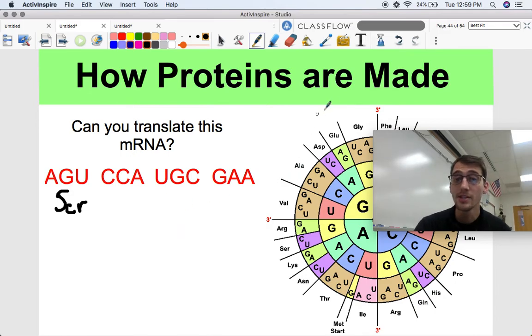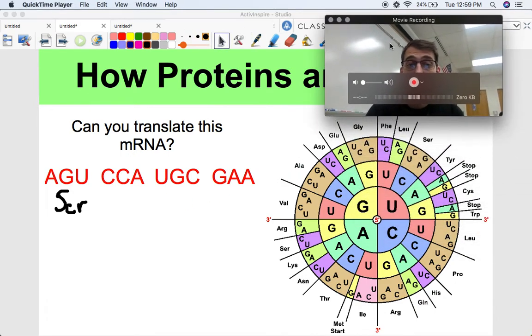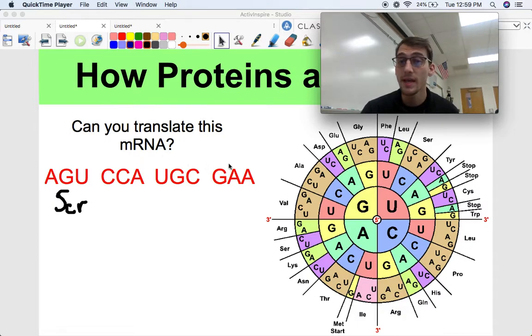All right, so use that chart here. See if you can challenge yourself and figure out what the rest of the mRNA is. We have CCA, UGC, and GAA. Figure out what the other 3 amino acids are making up this sequence here, and the amino acids we can find on the very outside of the circle. Pause the video, see if you can try it yourself. If not, I'm going to be pressing on.